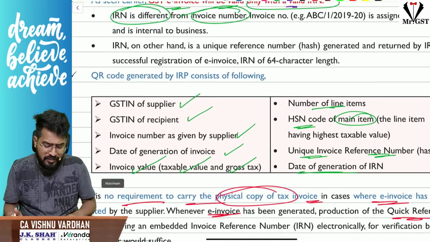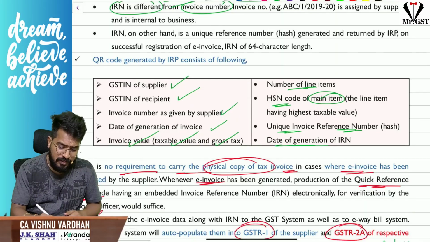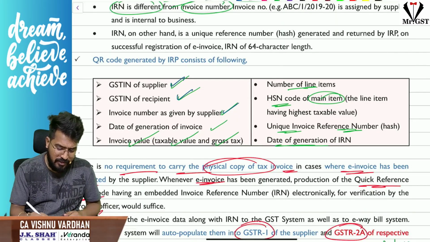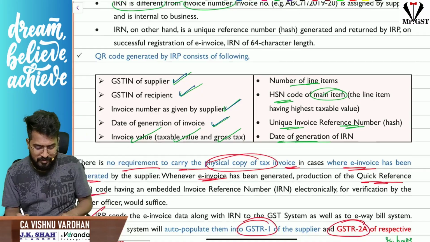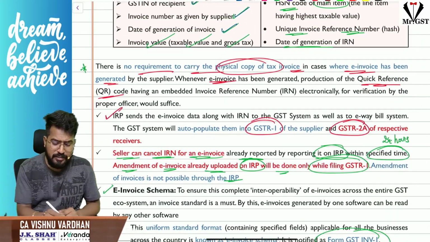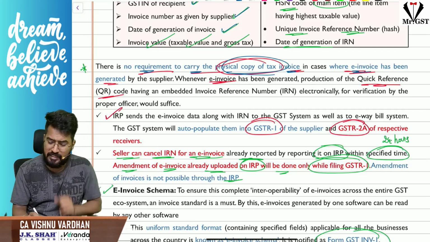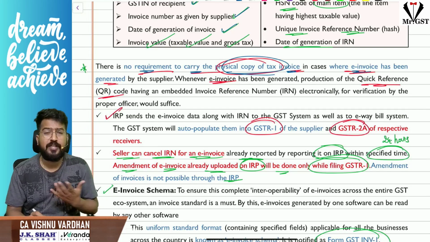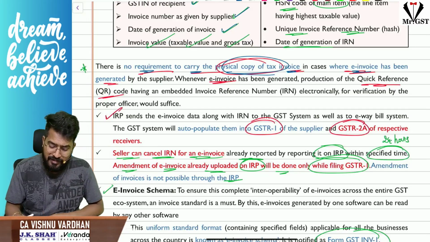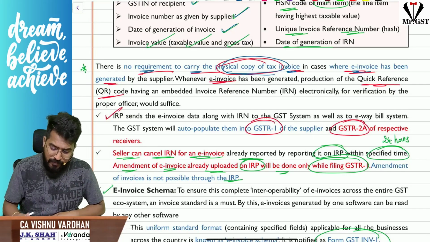And the QR code generated will have all these things, like the GSTIN of the supplier, recipient, invoice number, date of generation, all the normal things. Leave it. Next, sir, there is no requirement to carry a physical copy of the tax invoice if an e-invoice is generated. Okay, a very good advantage. So you are reducing my weight to carry. So next.